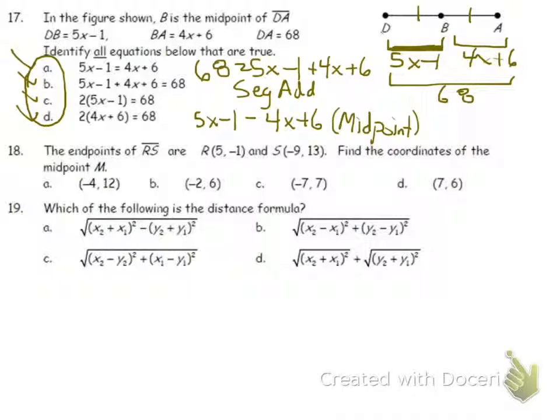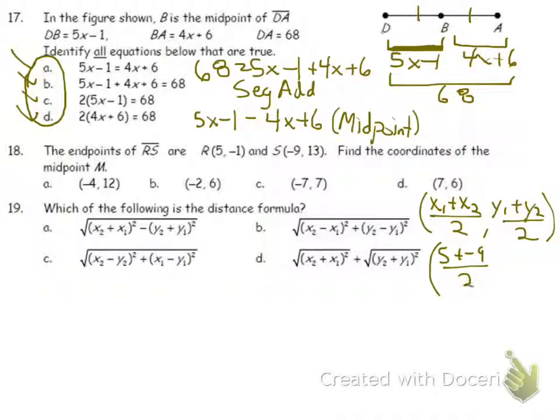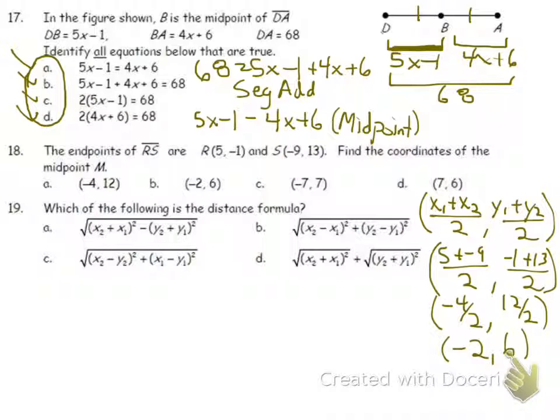Now for 18, we need to find the coordinates of the midpoint. Midpoint formula is you take the sum of the x's, divide by 2, the sum of the y's, and divide by 2 from your two points. So I have 5 plus negative 9 over 2, and negative 1 plus 13 over 2. This gives me negative 4 over 2 and 12 over 2, which is negative 2, 6. So my answer would be B.